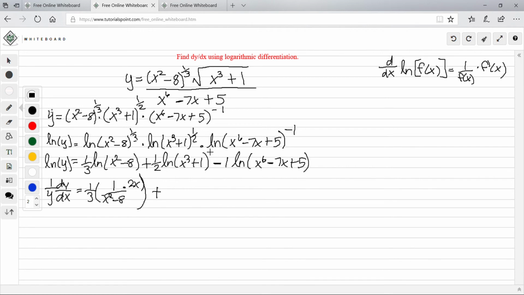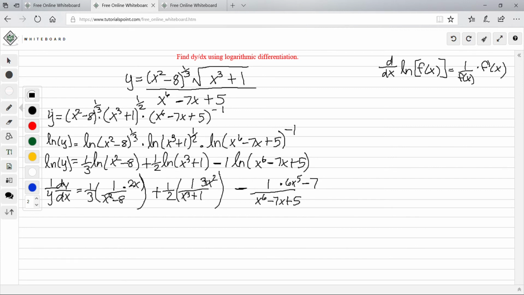This one, the derivative of this is 1/2. So it's 1 over x cubed plus 1, and then the derivative of x cubed plus 1 is 3x squared, minus 1 over this whole thing, x to the 6th minus 7x plus 5. And then the derivative of this is 6x to the 5th minus 7.